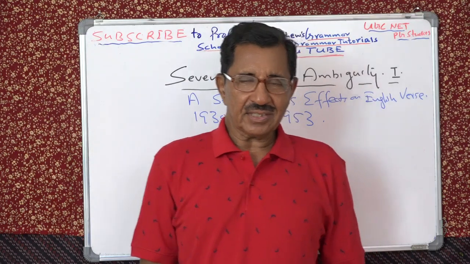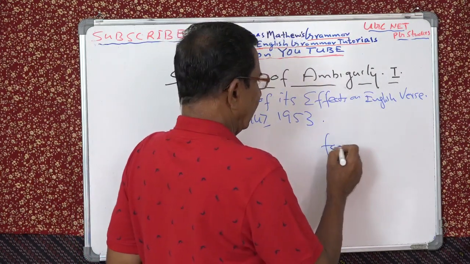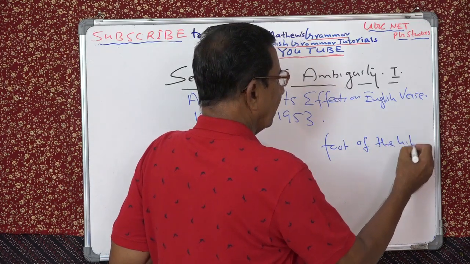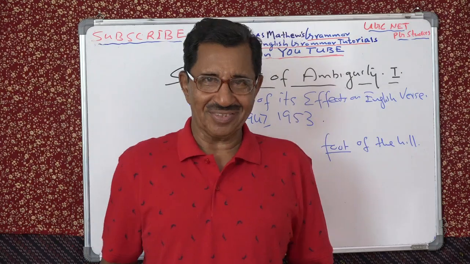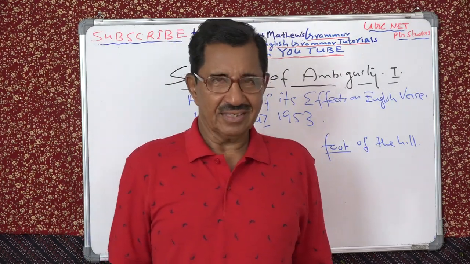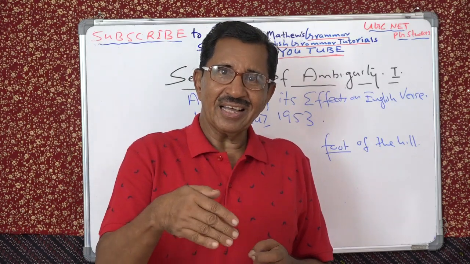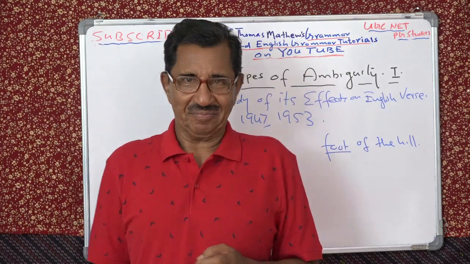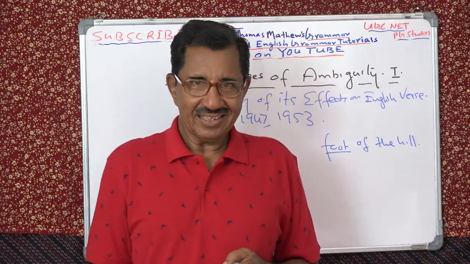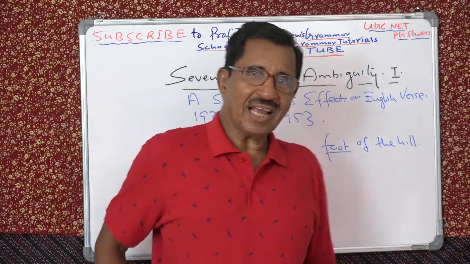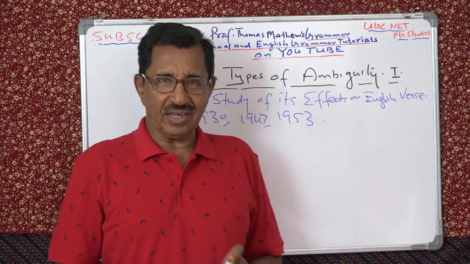Now, one thing that you must remember, we start with what is meant by ambiguity. A simple example. Foot of the hill. Now foot, what is the meaning of foot? I need not tell you. The literal meaning is your foot. Foot of the hill has a different meaning, that is, the lowest part of the hill. So this is already ambiguous. Another example: the starting point of the hill, we can say, foot of the hill.